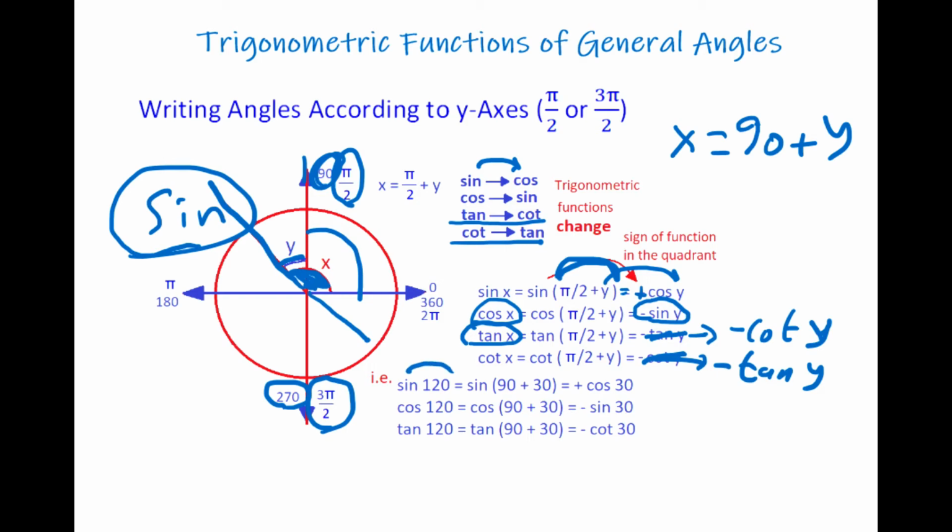Sine 120 can be written as sine 90 plus 30, and that 30 comes over here, but sine becomes cosine. And because sine is positive, that's why it's plus. Cosine is going to be sine. Tangent is going to be cotangent. But here we have negative and negative. So in this way, you can easily evaluate the value of the trigonometric functions in any angles.